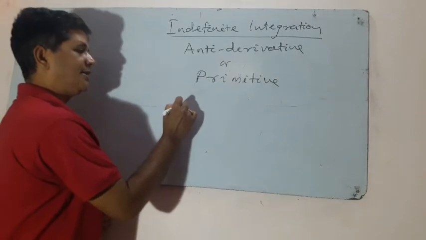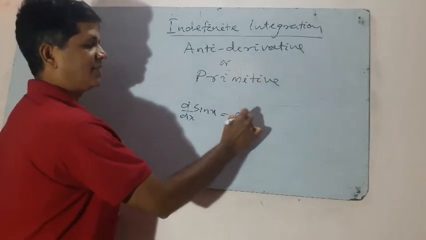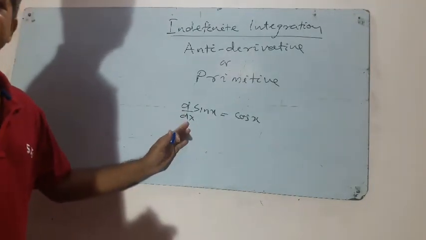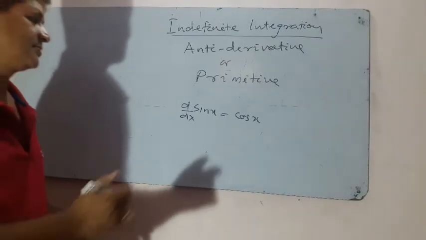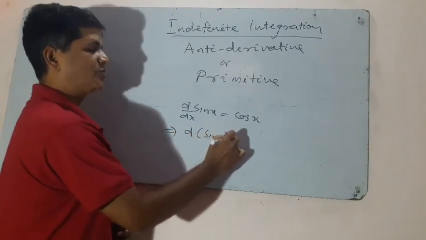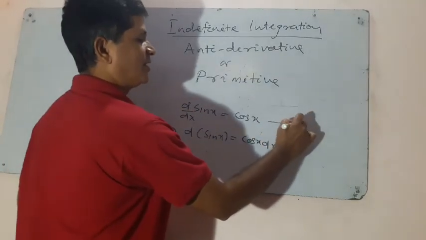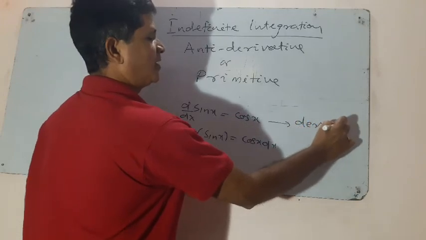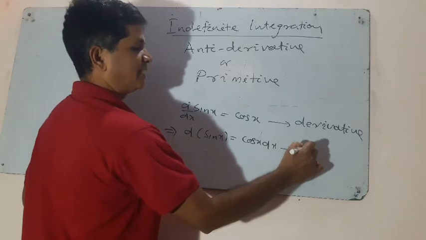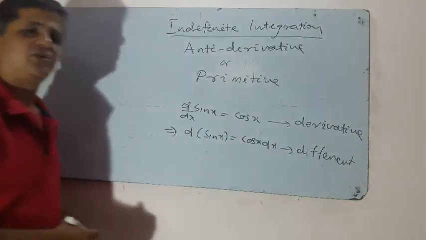Look at d by dx of sin x. What is it? It is cos x. This is the differential coefficient of sin x. We can write like this: d of sin x equals cos x into dx. This is called the derivative or differential coefficient, and this is called the differential. Differential of sin x is cos x.